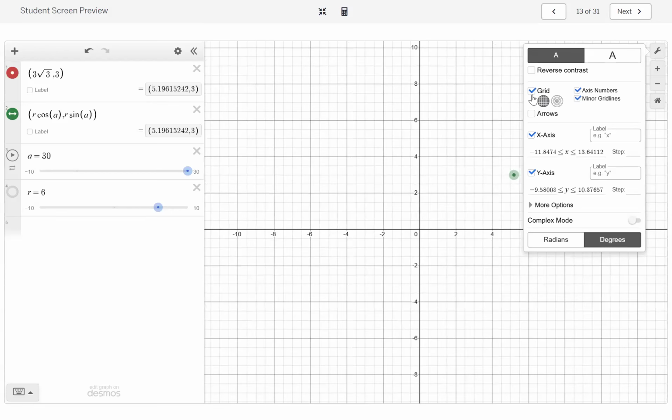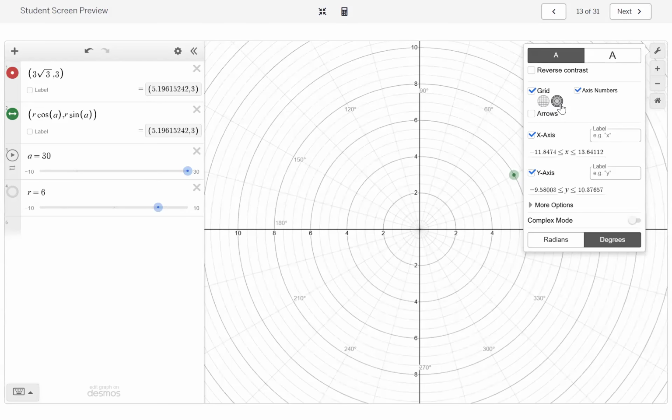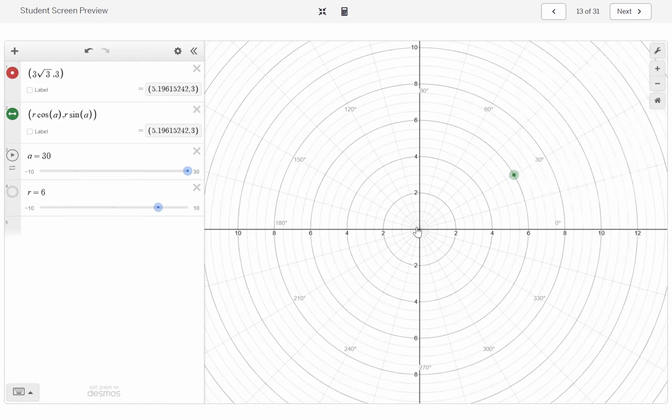The first one that looks like a mesh, that's our normal XY coordinate system. And then the one that looks like a spider web or a bullseye, that's our polar coordinate system. So it just changes the background. We're going to leave it in polar. So we can see this point we have here is at radius 6, and the angle is 30 degrees.